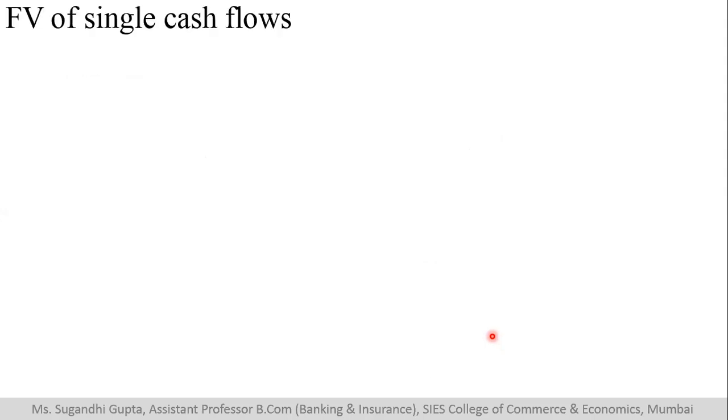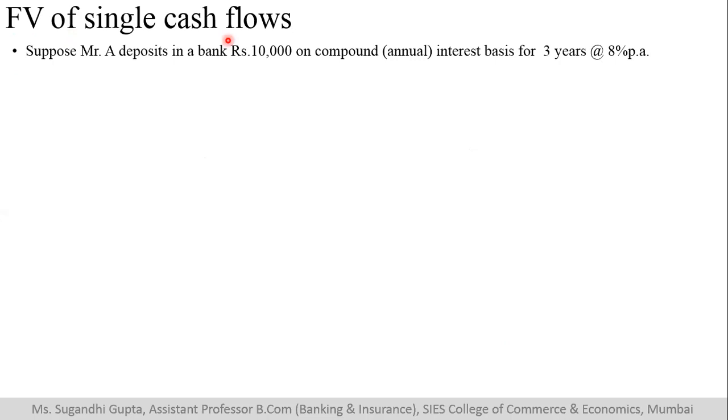So let us in detail look at future value of single cash flows. I'm continuing with the same example. Mr. A deposits 10,000 for a period of 3 years at the rate of 8%. Now, one thing to be noted is I have covered simple interest part, but I have not covered compound interest part, which I will cover now. I'm saying this money that he has deposited is getting compounded on an annual basis.